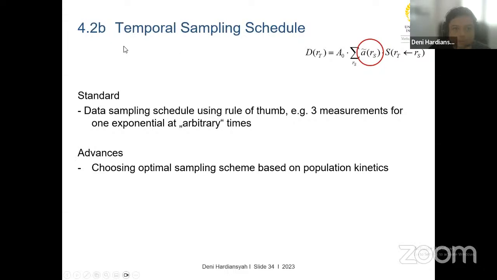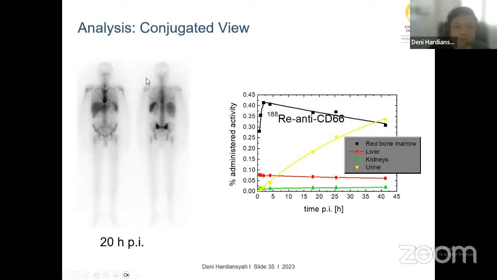We also need to think about the temporal sampling schedule, because for the standard one, we just use a data sampling schedule with a rule of thumb. Usually we perform 3 measurements for 1 exponential at arbitrary times. But for the advanced one, it would be nice if we can create an algorithm that can choose the optimal sampling scheme based on population kinetics.